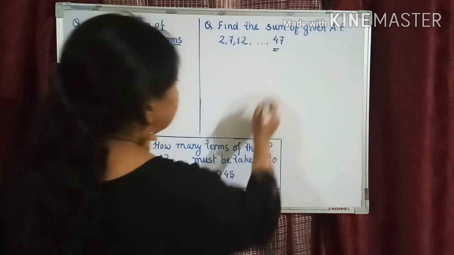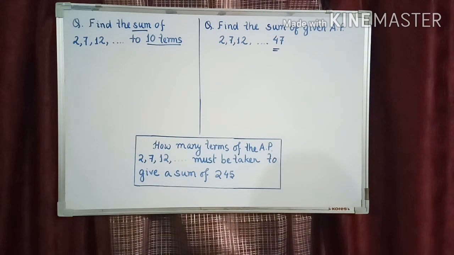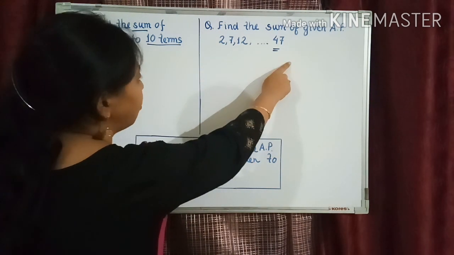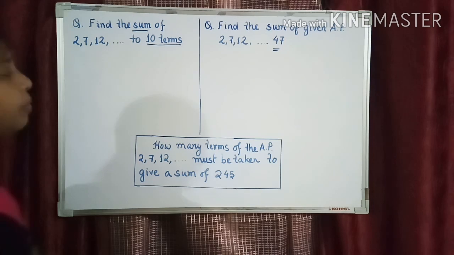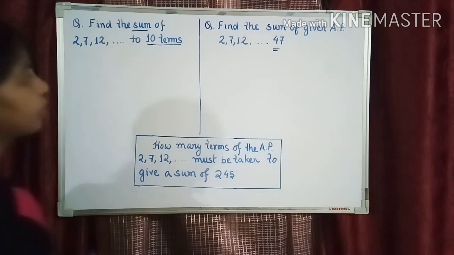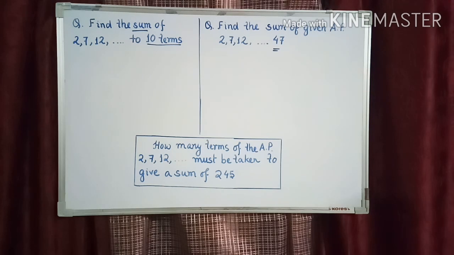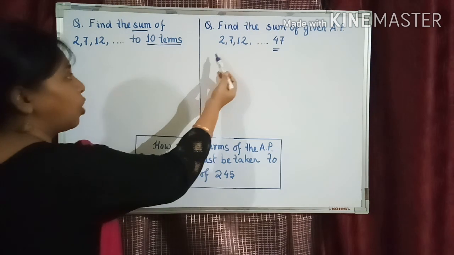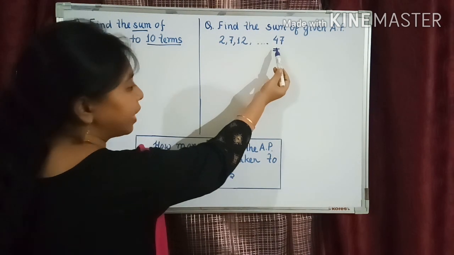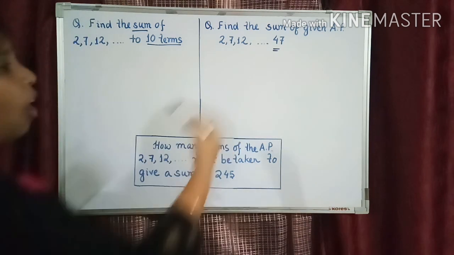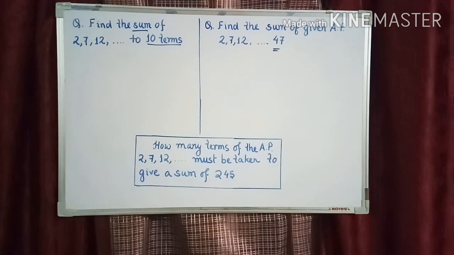Here one thing we have to notice: the last term is given. How many terms there are in the series is not given, but the last term is given here. So indirectly it is told to us that we have to find the number of terms, meaning the n value, from this AP. First of all we have to find the first term and common difference, and the last term we will take as the nth term, and from the formula of the nth term we can find the value of n. After getting the n value we will put all the values in the formula and we can find the sum.